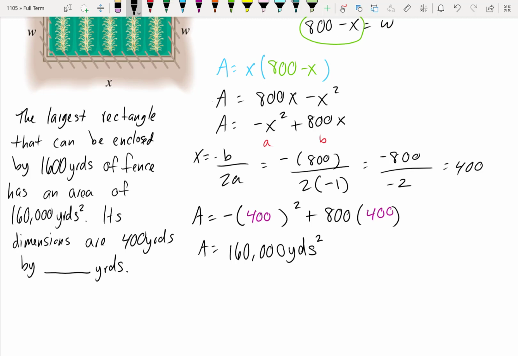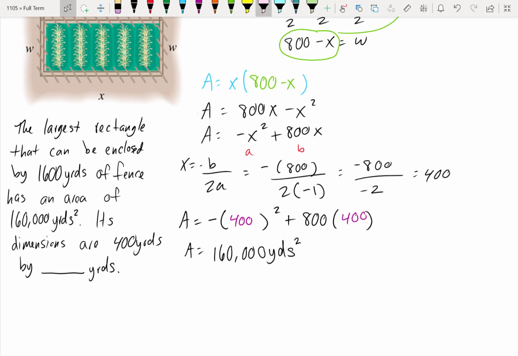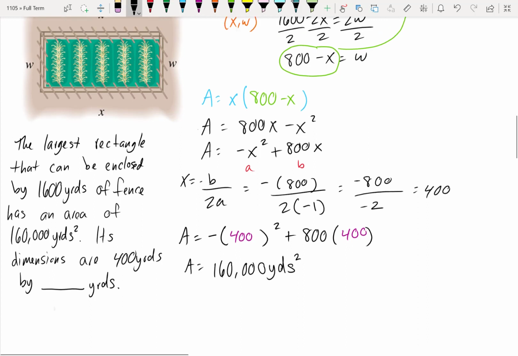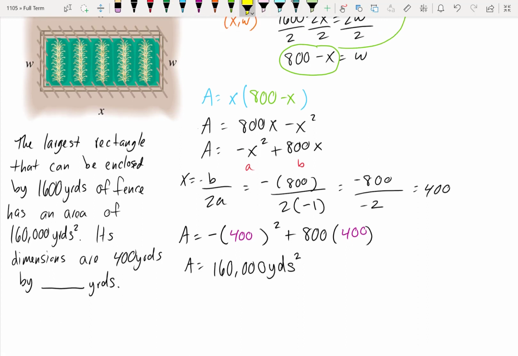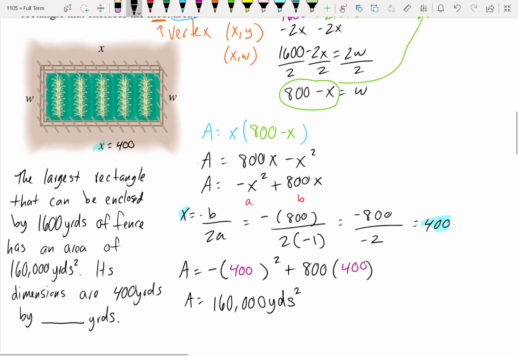So the largest rectangle that can be enclosed by 1,600 yards of fence has an area of 160,000 yards squared. Its dimensions are 400 yards by blank yards. So it said that x, right here, x is 400. So if that's 400 and we only have a perimeter of 1,600, doesn't that have to make all of them 400? Now bear with me.